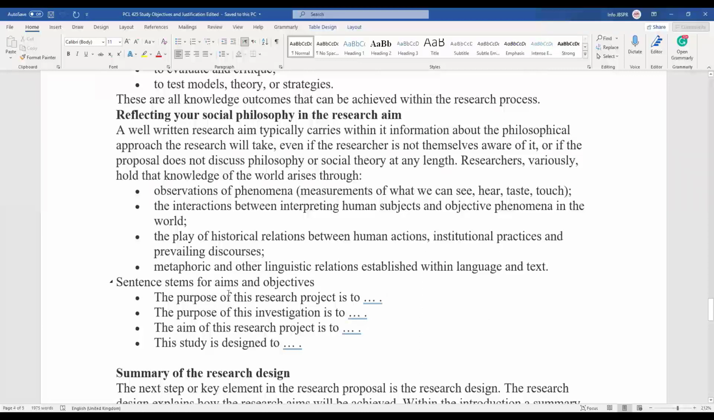So sentence terms for aims and objectives. The purpose of this research project is to do so and so. Or the purpose of this investigation is to do so, and the aim of this research project is to do so and so. This study is designed to, this study aims to do whatever.